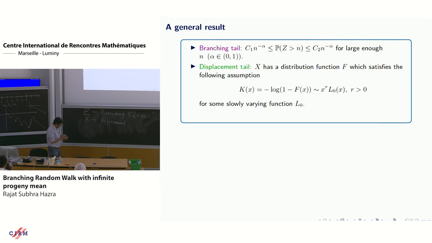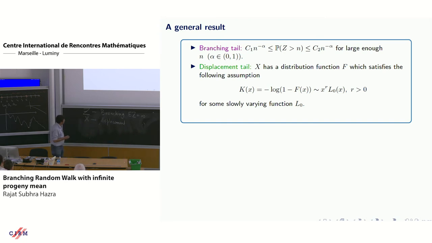So here is the definition. Again, the branching is Pareto, in the way n to the power minus alpha. For the displacement, we take the log of the tail distribution of the displacement random variable, and we assume the negative of this to be a regularly varying function with index r, where r is not restricted between 0 and 1, but can be any positive r, for some slowly varying function.